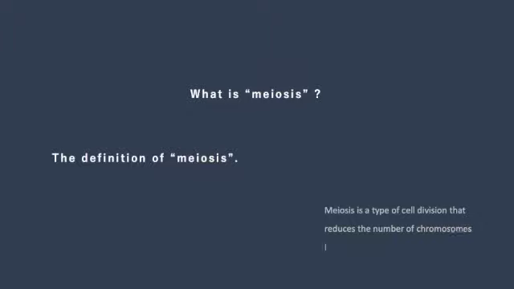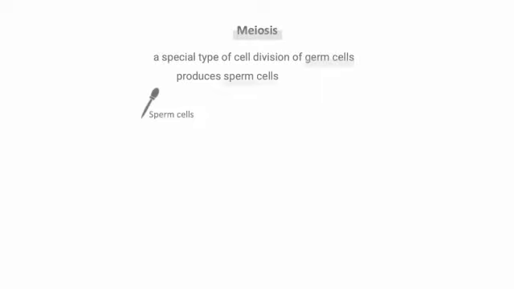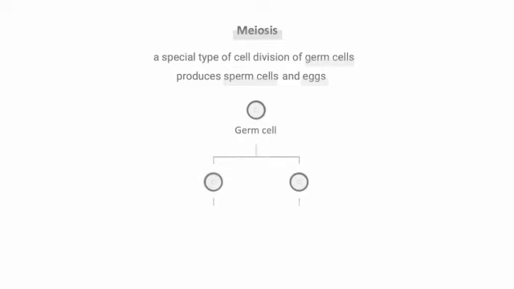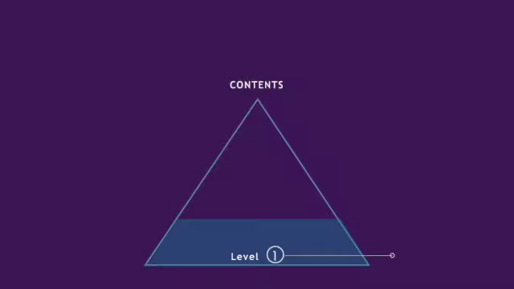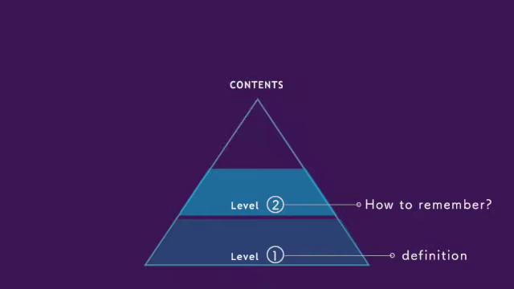First of all, we can remember the definition of meiosis. What is meiosis? Meiosis is a special type of cell division to get sperm cells or eggs. One germ cell produces 4 sperm cells or eggs in the process of meiosis. It's not difficult to remember this process.